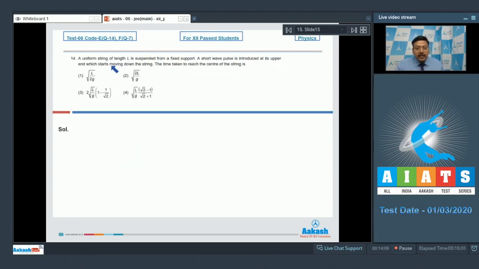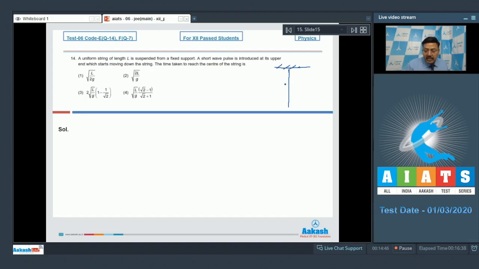Question 14 says a uniform string of length L is suspended from a fixed support. A short wave pulse is introduced at its upper end which starts moving down the string. The time taken to reach the center of the string is, and the 4 options are given. So clearly the question is from the topic waves, and here we are talking about transverse waves in a string. Let's say the situation is something like this. This is the support and this is the string, and the string has length L.